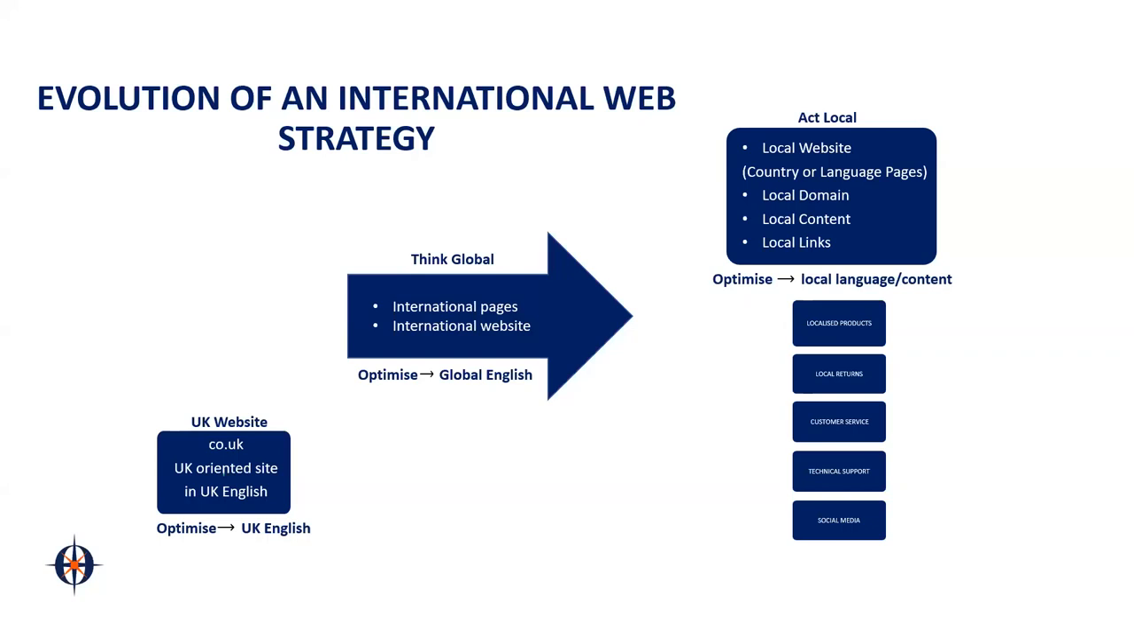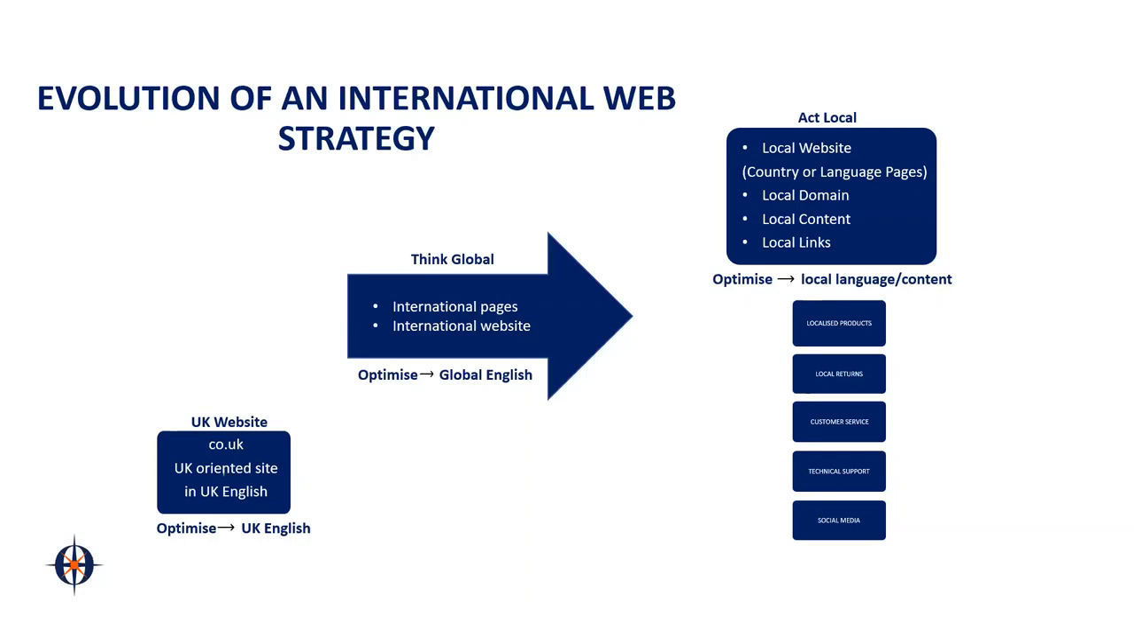So this is quite a complicated slide. It takes a while to focus in on. It's really showing the evolution of an international web strategy. And it's important to note that you'll all be at different stages on this journey. Some might be at the very beginning, which is the bottom left of your screen, where you have a UK website on a .co.uk country localized website with UK orientated information in UK English. And some of you may be totally international with a localized site where you've got either local websites, local domains with local content, local links, and you are optimizing using local language and content.